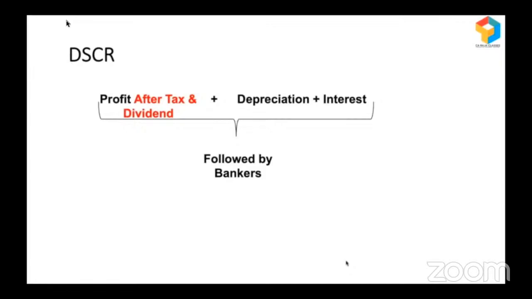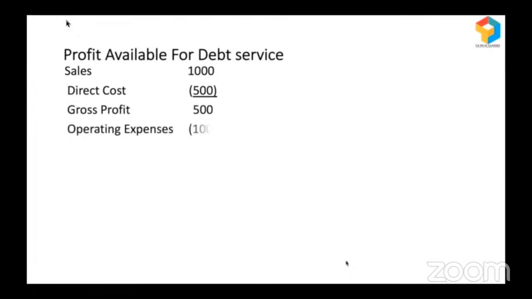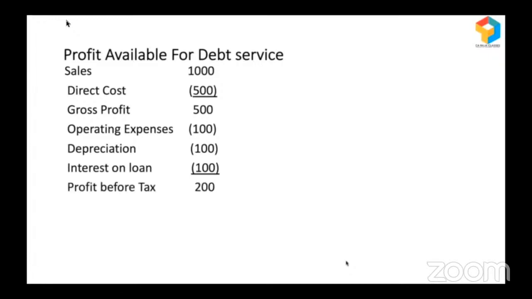Let me take you through an example so that you can understand it better. Look at the statement. This business has made sales of 1,000. Their direct cost is 500, so their gross profit is 500. Operating expenses are 100, depreciation is 100, and interest on loan is 100. When we deduct all three expenses from gross profit, we get the profit before tax: 500 minus 300, so 200. From that, let's deduct tax at 50%, which is 100. So you get profit after tax of 100.